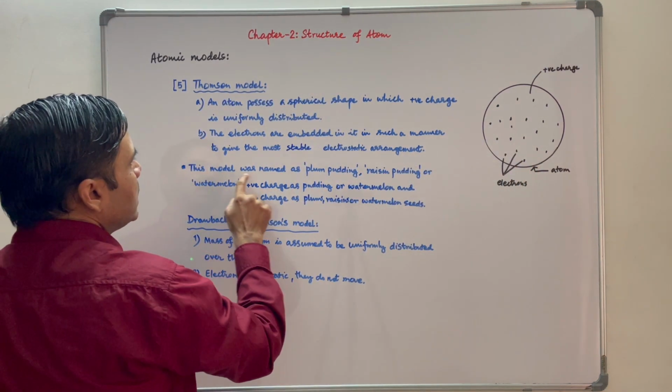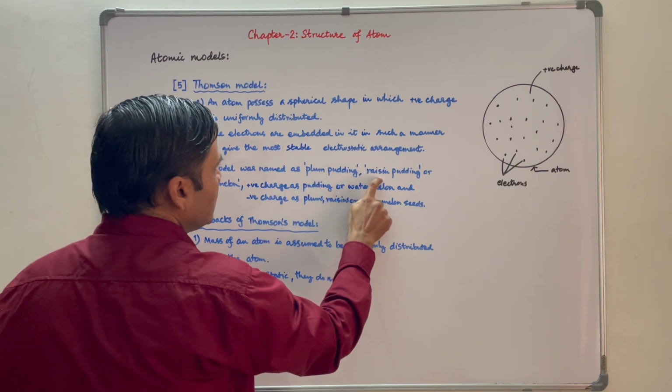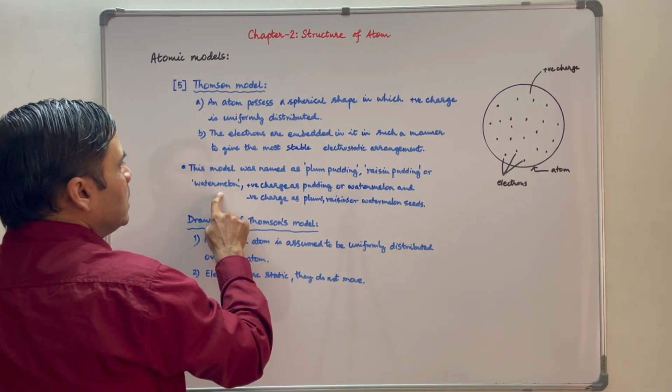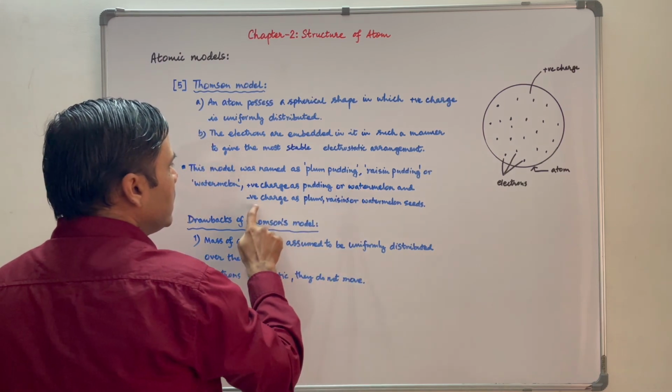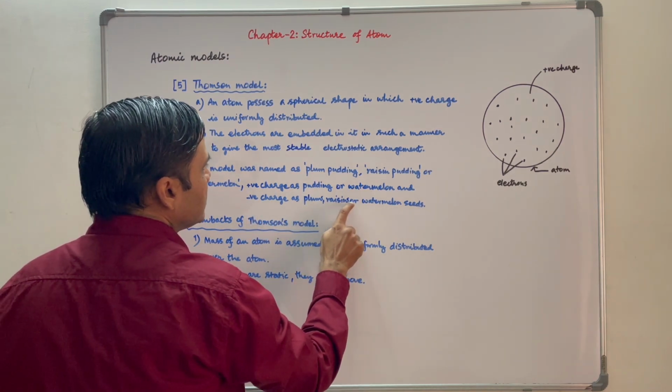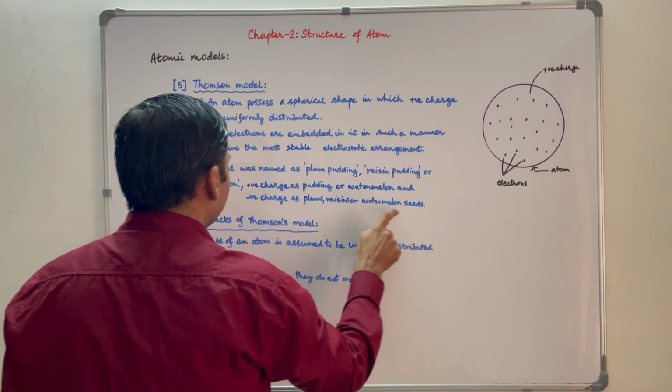This model was nicknamed as plum pudding, raisin pudding or watermelon. You can imagine positive charge as pudding or watermelon and negative charge as plums, raisins or watermelon seeds.